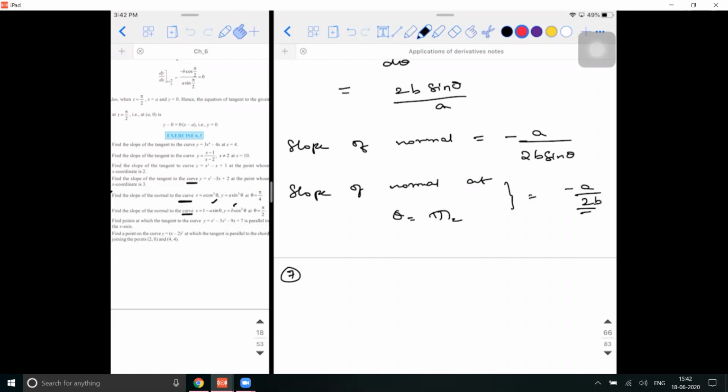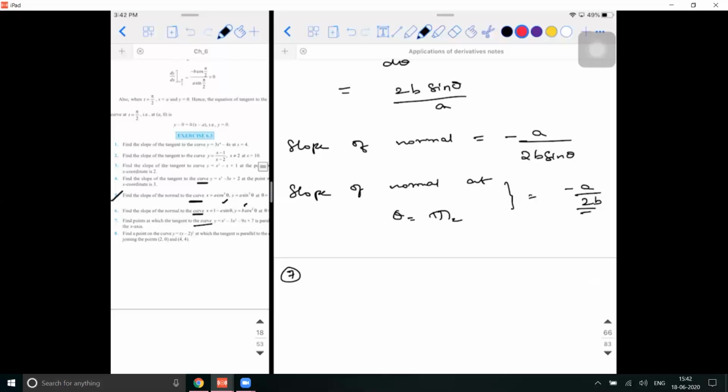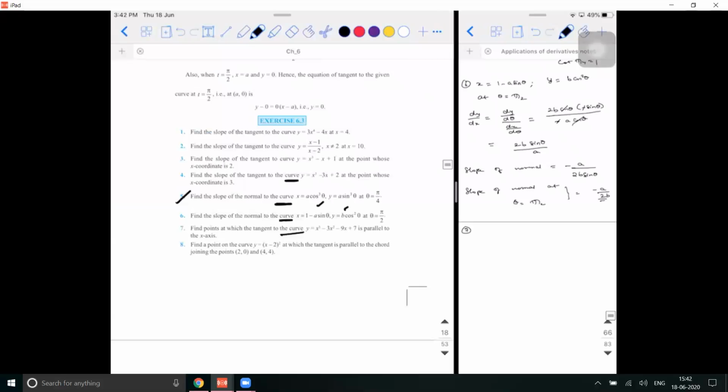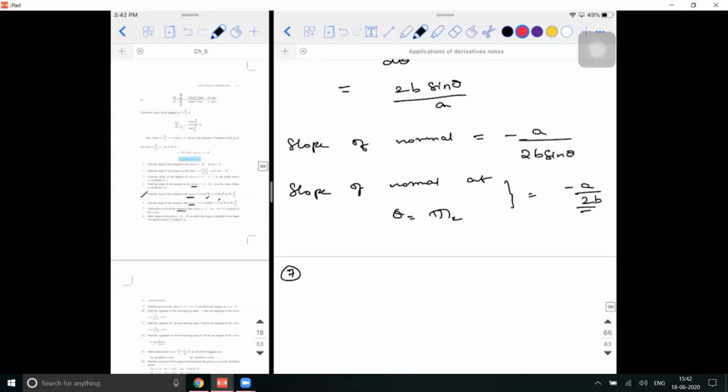So indirectly they are telling you slope is 0. Slope of whom? Slope of the tangent. So read the question carefully, okay? Sometimes they might give you normal also. So slope of the tangent. So since tangent is parallel to x-axis, its slope is 0.